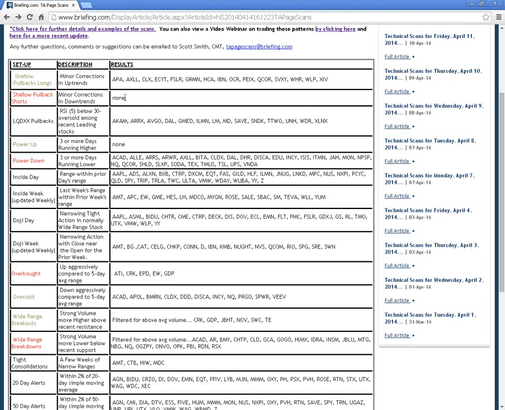Like right here, shallow pullback shorts and power ups. Right now, there's none. None is something. So that basically tells me that there are no stocks that are rallying in a downtrend, and there are no stocks that are up for 3 days or more. That almost tells me that the market could be too extreme to the downside or too short-term oversold, and that some sort of bounce may be brewing.